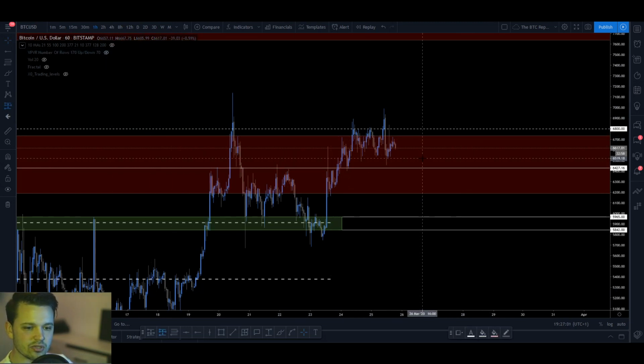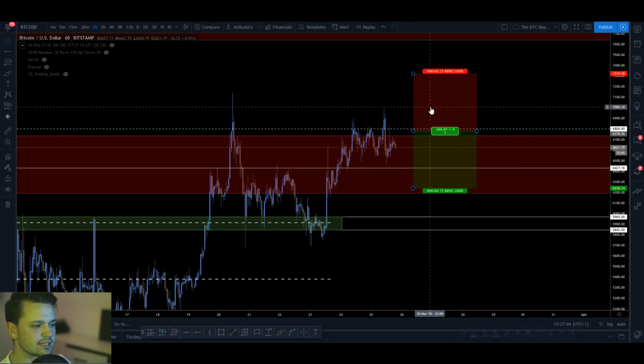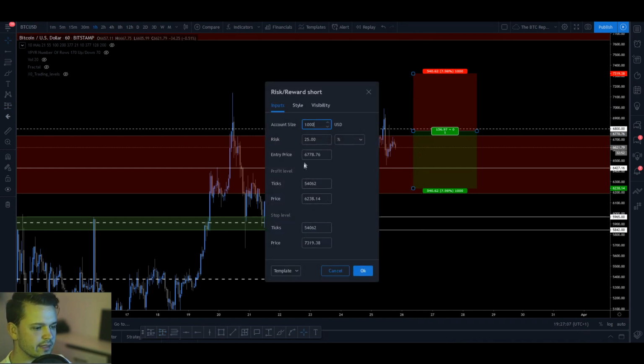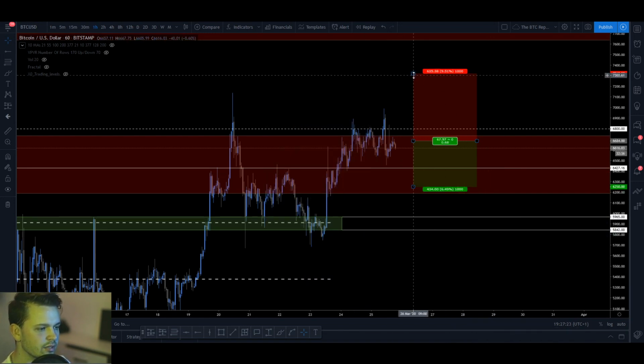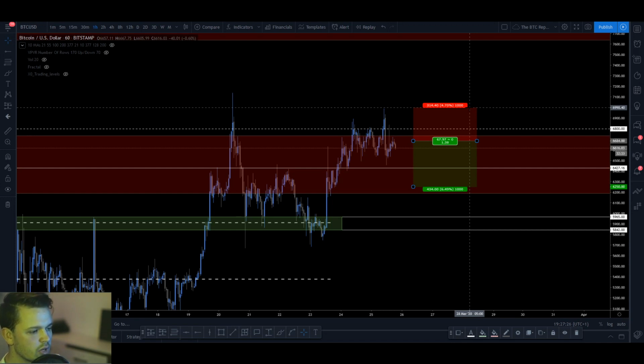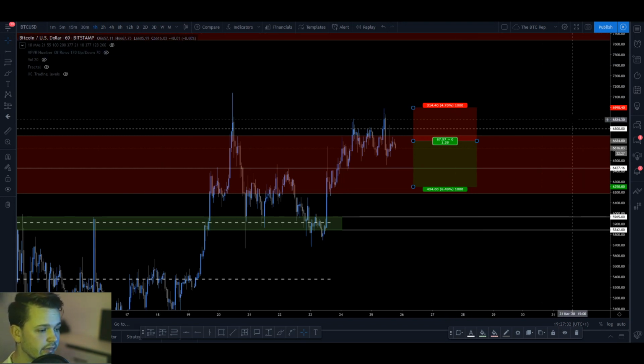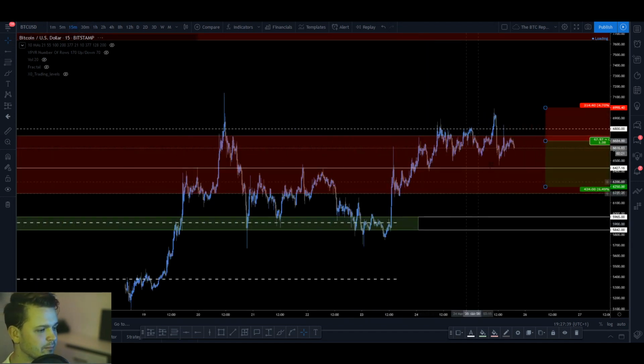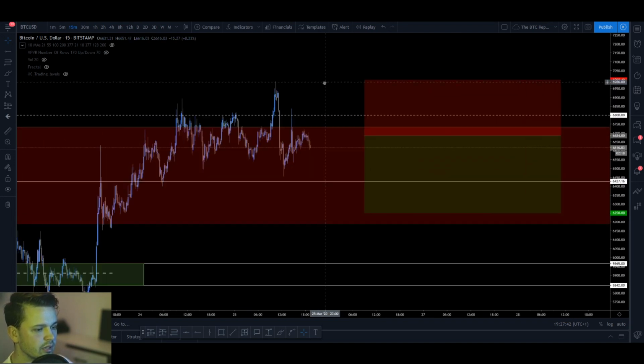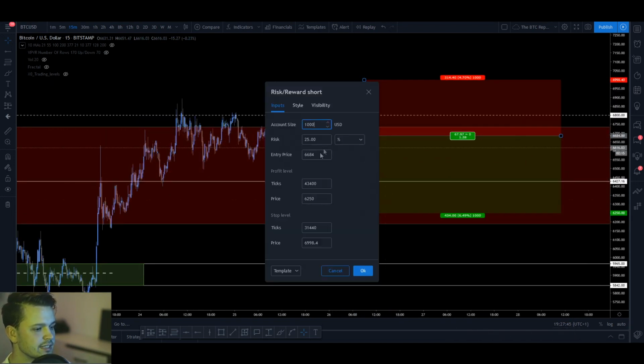So let's select the short tool. Entry is 6684, right? And profit taking is 6250. And as I understand it, you are not looking at the exact levels. The first thing I'm thinking here is you obviously shorted a swing high on the lower time frames, so that makes sense.